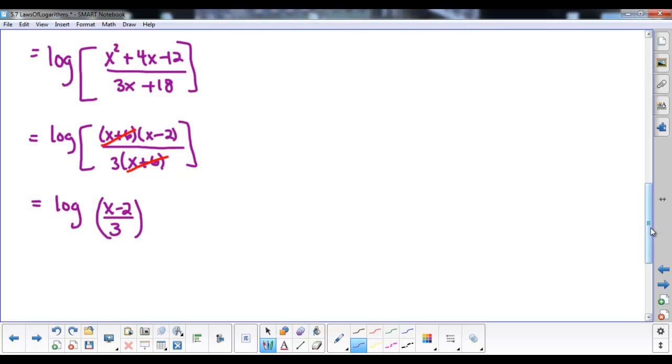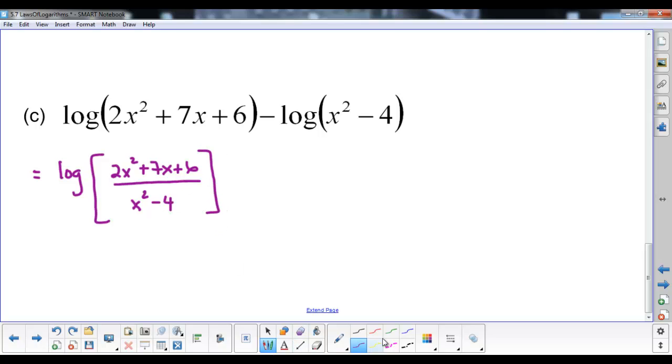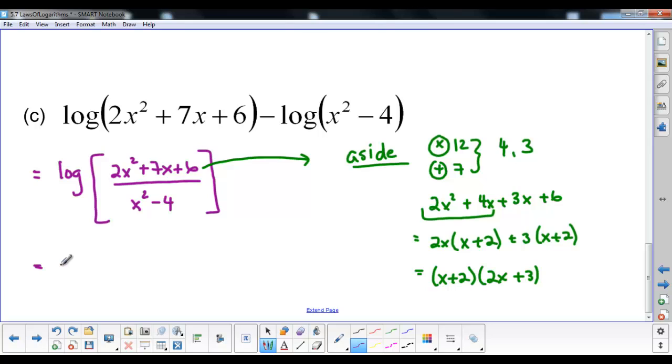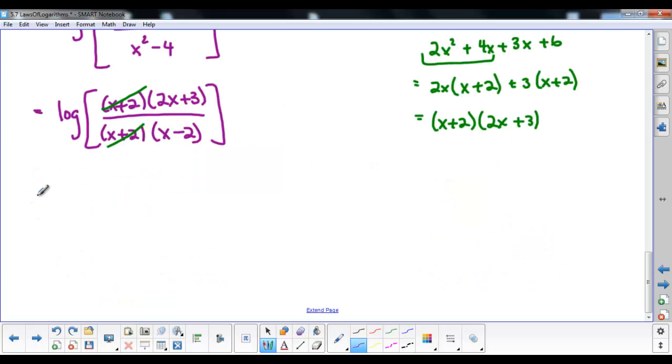Okay, and one more example of this type, very similar to above. So again, we have the same base, so we will be dividing the arguments, 2x squared plus 7x plus 6 up at top, and x squared minus 4 on the bottom. Now you'll notice that we actually do have a complex trinomial here, so we'll do a little bit of side work. The numerator of this argument here will be (x plus 2)(2x plus 3), and in the denominator we have a difference of squares, so (x plus 2)(x minus 2), and again we can simplify by crossing things out, leaving us with simply log of (2x plus 3) all over (x minus 2).